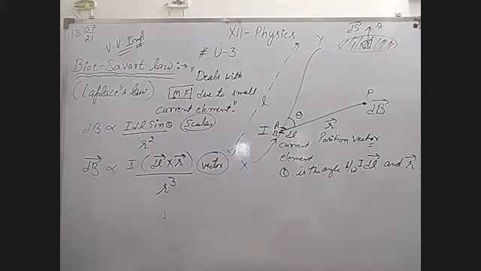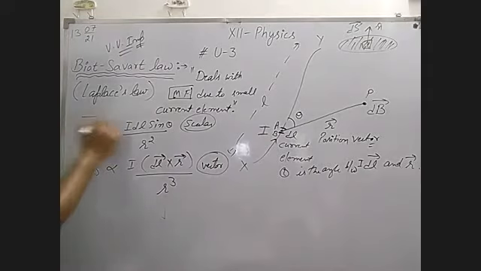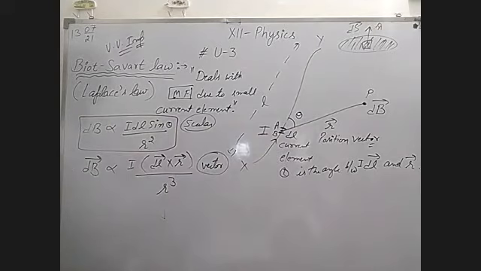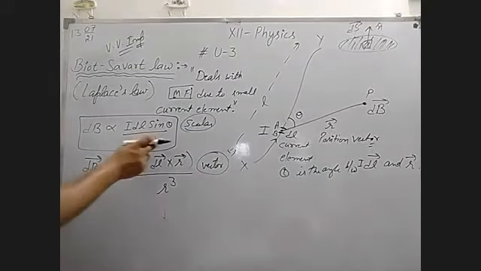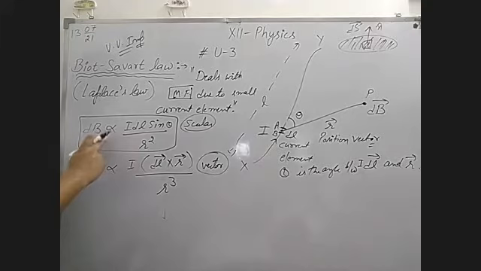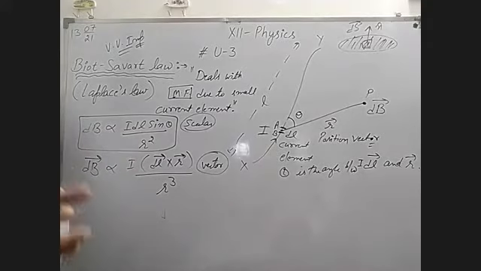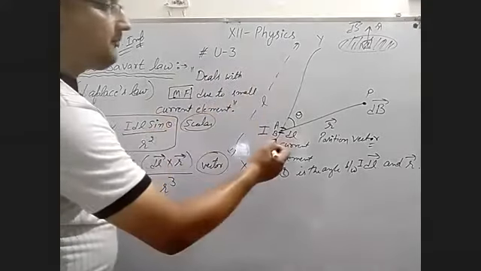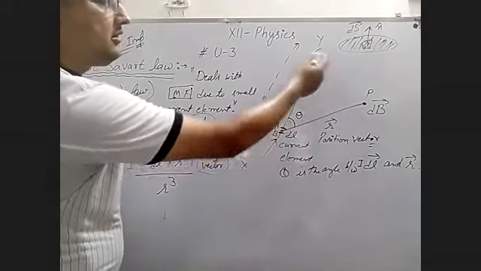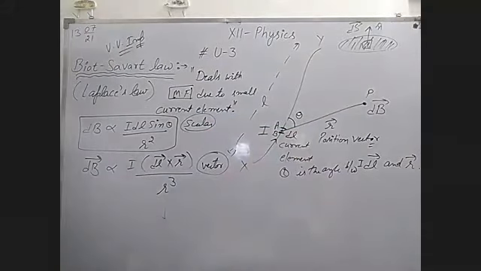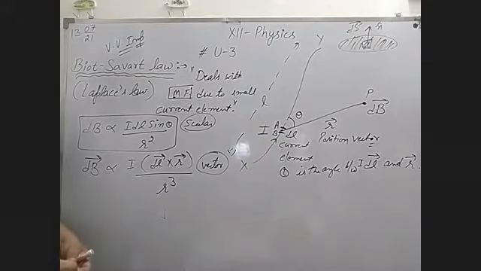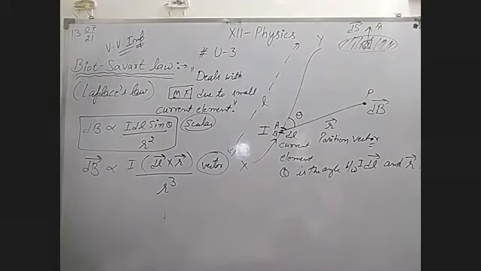In this way, this is the equation given by Biot-Savart to find the magnetic field, but only for a small part. This dB can be converted into B, meaning the whole magnetic field of the whole wire or conductor, by taking integration on both sides.